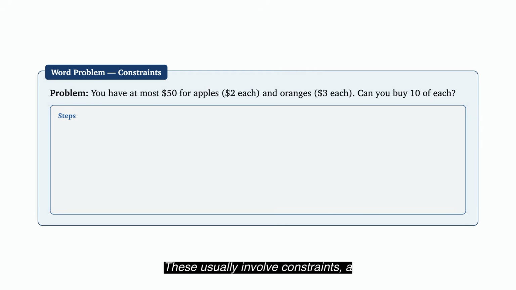Word problems. These usually involve constraints, a budget, a limit, a minimum. Example, you have at most $50 to spend on apples and oranges. Apples cost $2 each and oranges cost $3 each. Write an inequality that represents this situation. Can you buy 10 apples and 10 oranges?